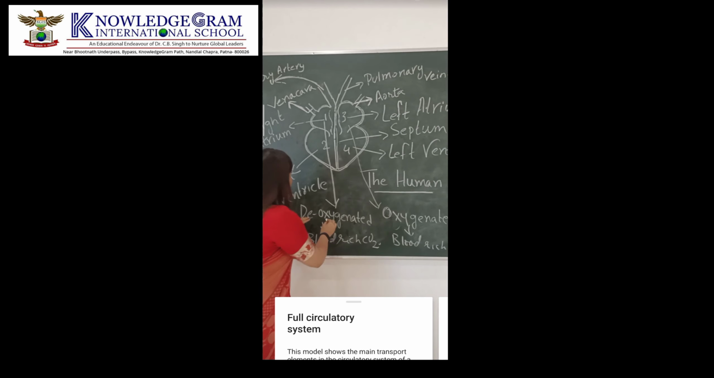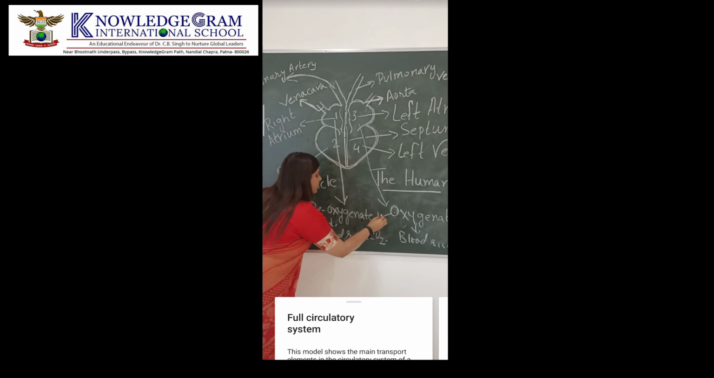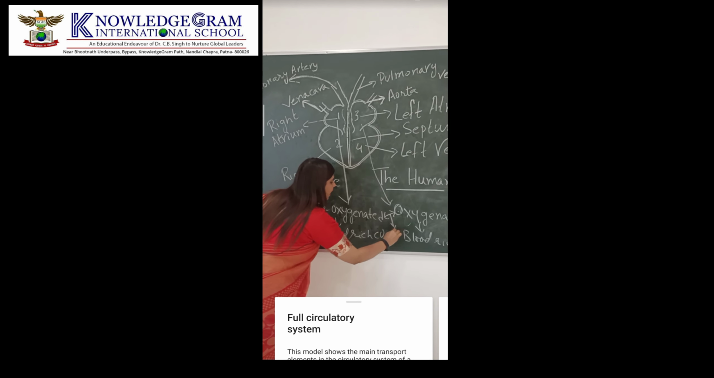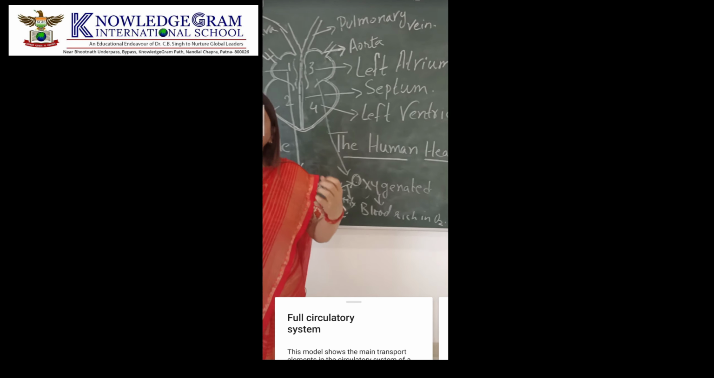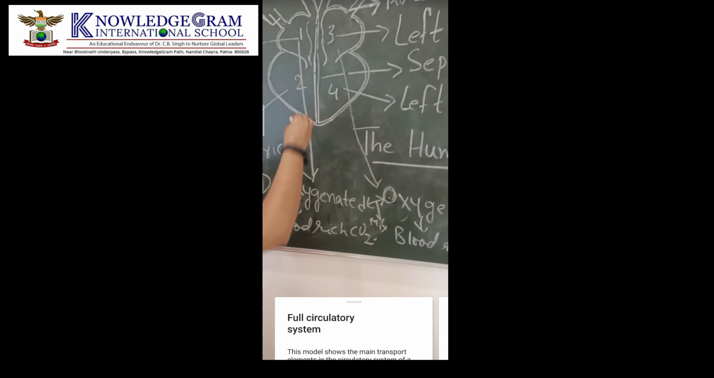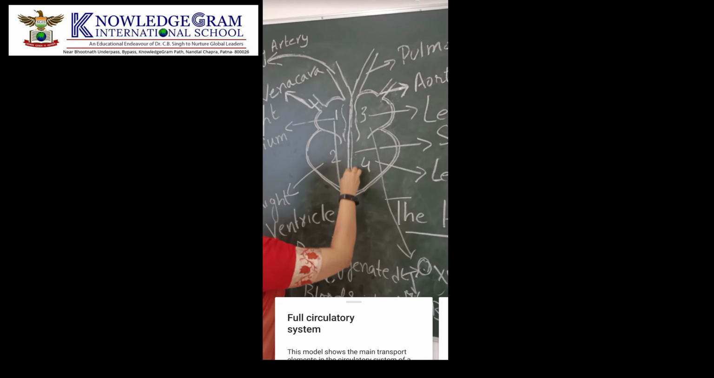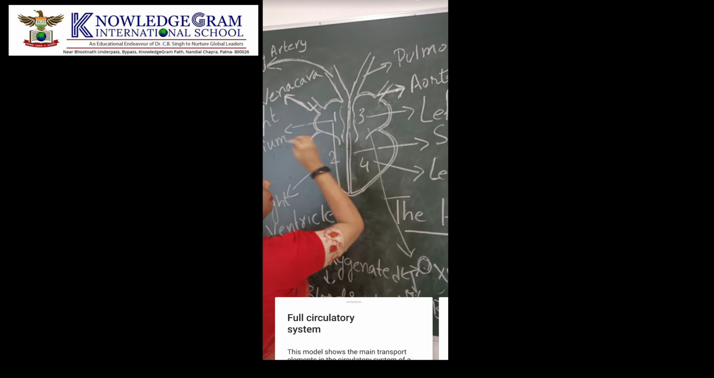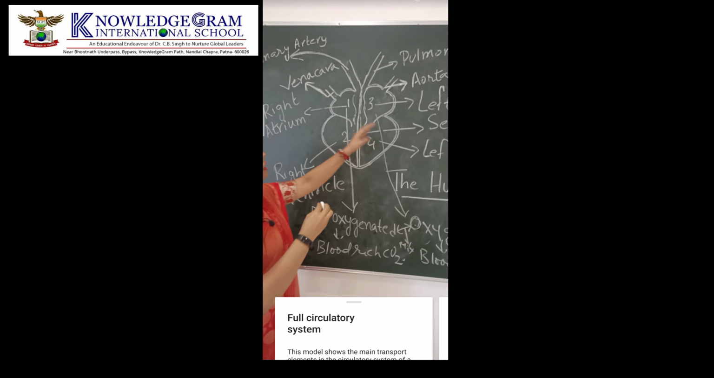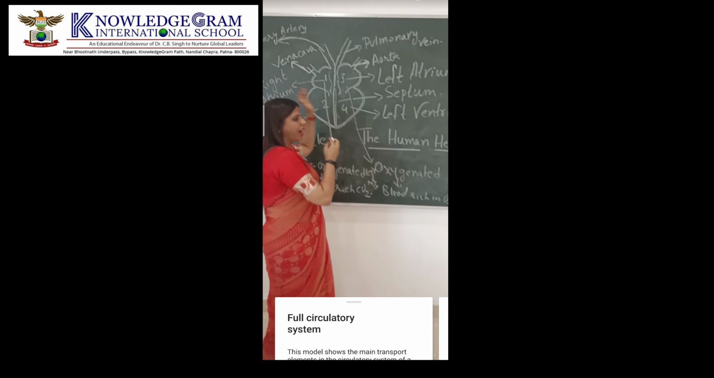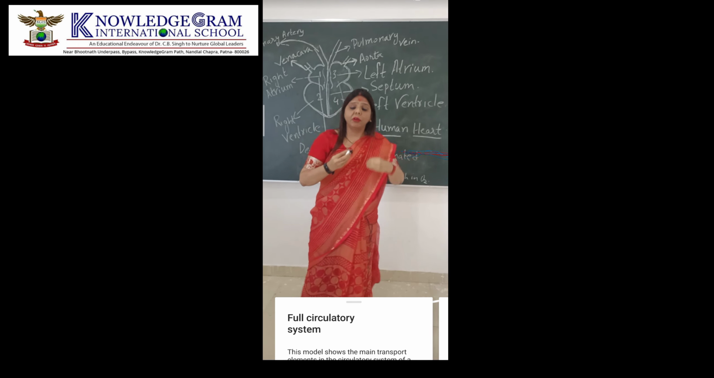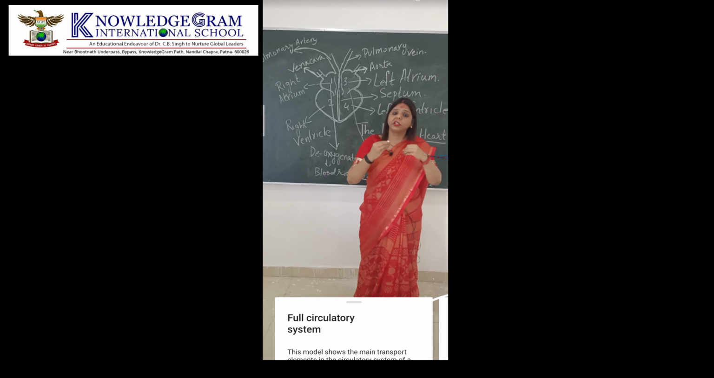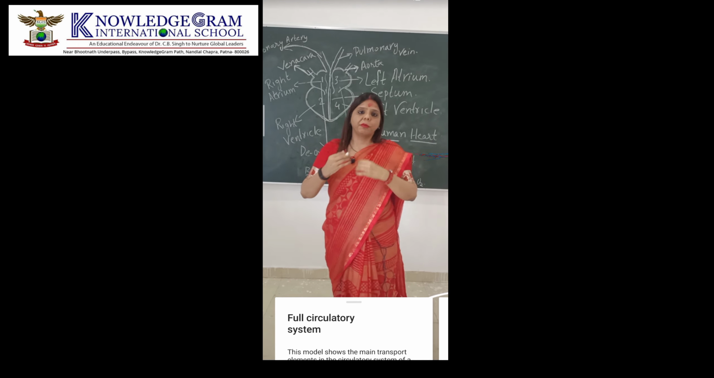So now what will happen if there is no wall, if there is no septum? The deoxygenated and oxygenated blood will get mixed. So to avoid this mixing of deoxygenated and oxygenated blood, there is a wall called septum present between the heart. This septum divides the heart into two sides, the right side and the left side, so that the deoxygenated and the oxygenated blood do not get mixed with each other.